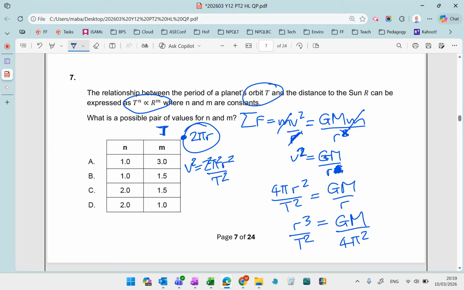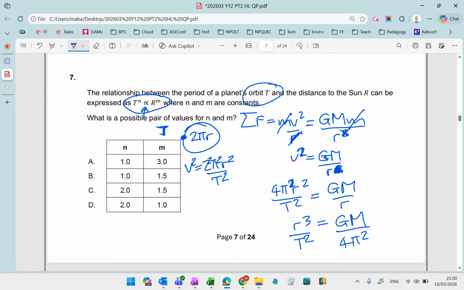Oh, there's another mistake. Goodness me. Glad I'm catching them. All right, so yeah, r cubed over T squared is equal to GM over 4 pi squared. Okay, and G and big M and 4 pi squared, everything in there is a constant, right? So that means that's the constant of proportionality that would go into that formula there to turn it into an equal sign.